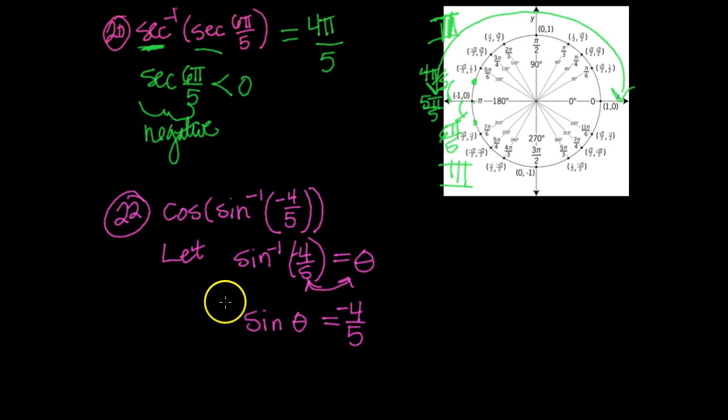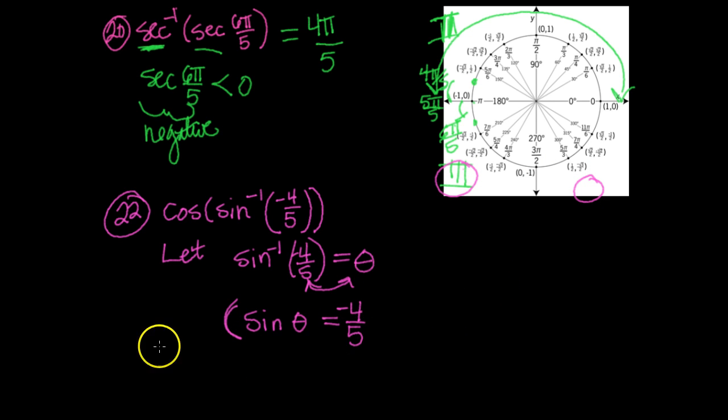Now this also tells me that sine theta is negative 4/5. What quadrant would give you a negative 4/5? In this case, it's quadrant 4 or 3. So we are in quadrant 3 or 4 here. So if I do that, then I can set up a triangle.